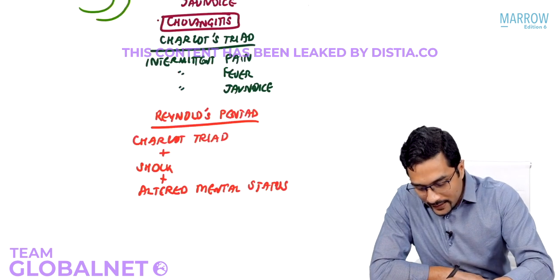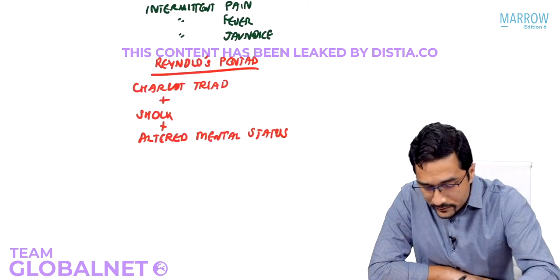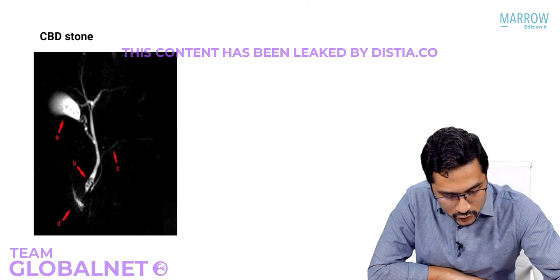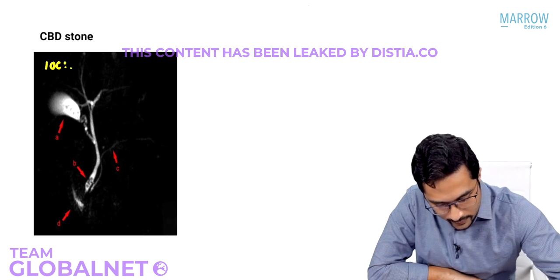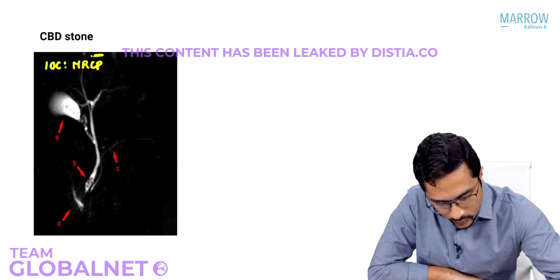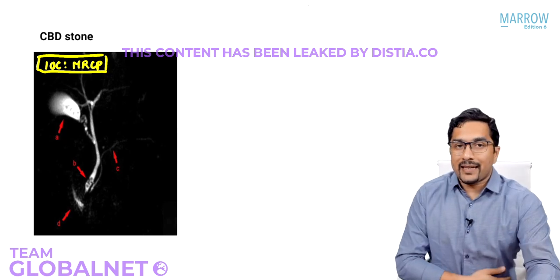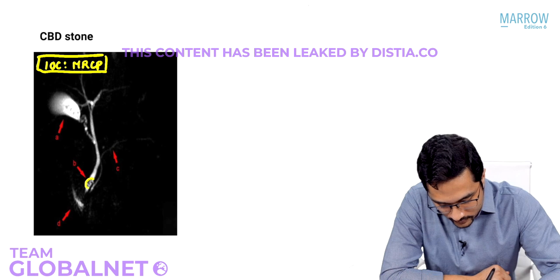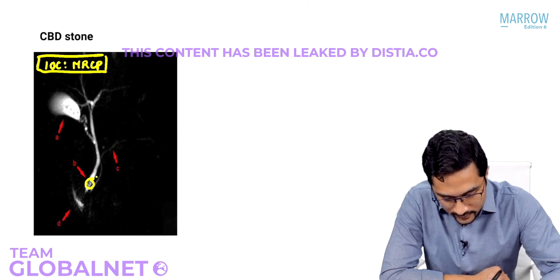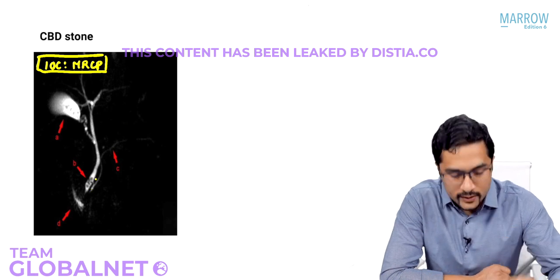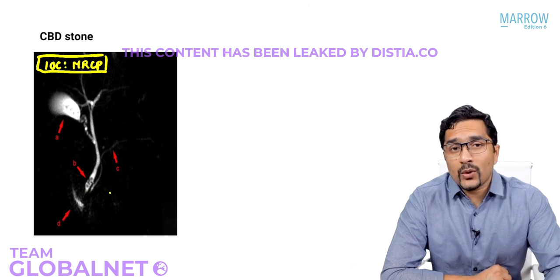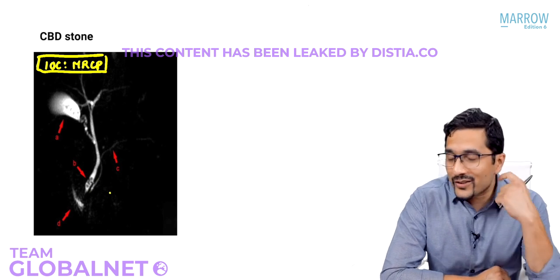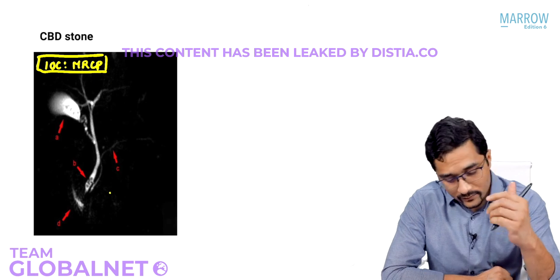Now the investigation of choice for a CBD stone is MRCP. MRCP, I've already told you, is a type of MRI. This is magnetic resonance cholangiopancreatography. And you can see a stone here in the CBD. Sometimes you should also know that an air bubble can be confused for a stone.